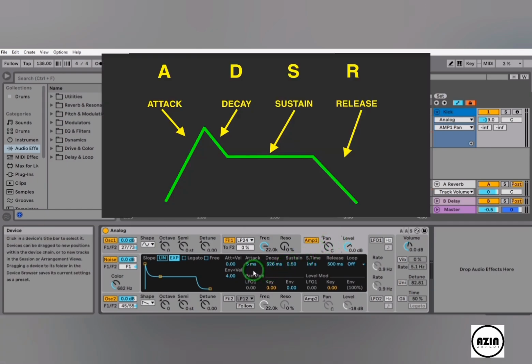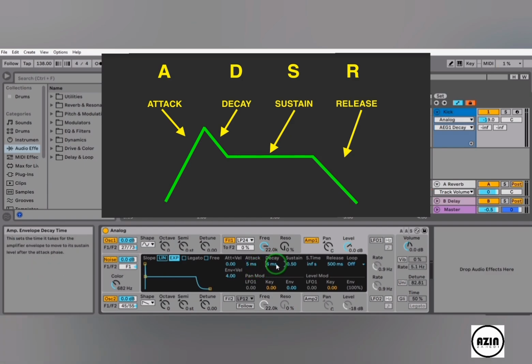AMP envelope, ADSR plus S.time. The envelope includes attack, decay, sustain, S.time, and release. 3. Attack, or A, is the time until the sound reaches full volume. Kick is 0 milliseconds, bass 0, pluck 0, lead 1 to 10, pad 200 to 2000, a slow, smooth start. Attack changes the transient.